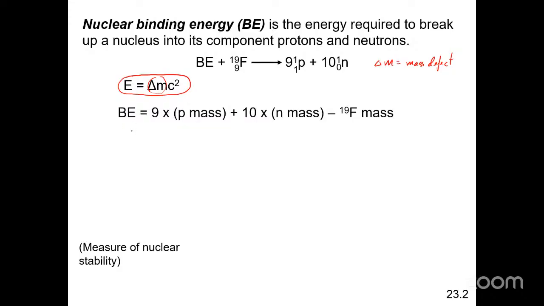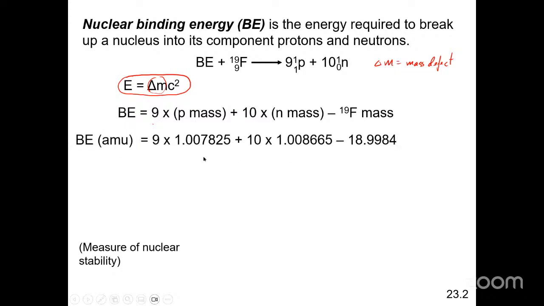So in the case of fluorine, we take 9 times the mass of the protons plus 10 times the mass of the neutrons, add them up and subtract from that the mass of the fluorine nucleus, and that will give you the mass defect. So you'd have to be given the mass of the proton, the mass of the neutron, and the mass of the fluorine nucleus, and plug them into this equation. It doesn't matter what the units are for the masses, but usually the units are expressed in AMU, right?